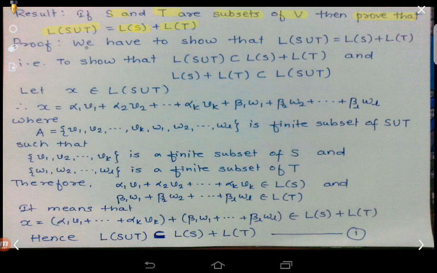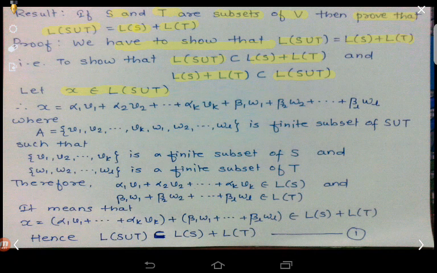So in the proof we have mentioned that we have to show that L of S union T is equal to L of S plus L of T. That is to show that this union span is a subset of addition, and the addition is a subset of L of S union T. So first we will prove the first subset relation. So let X be any member of linear span of S union T.